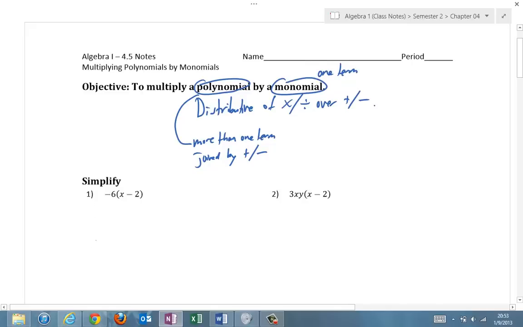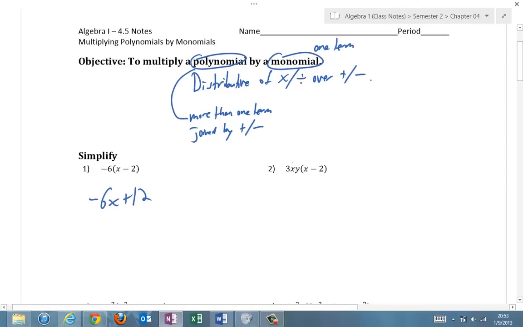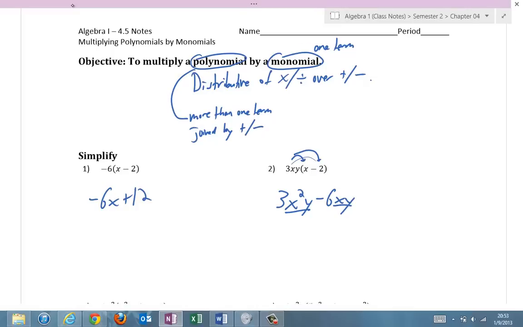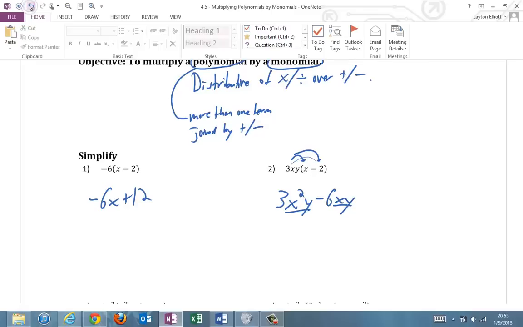So if I look to number one, we've done these before. This is just the distributive property, taking the negative 6 and multiplying it in. This would be negative 6x plus 12. And number two, we've done things like this before, just not quite like this, still distributing. 3xy multiplies by x to become 3x squared y, and 3xy multiplies by the negative 2 to become negative 6xy. Because these are the same variable but to different exponents, we can't add those. Those are not like terms. So this problem is pretty much done.